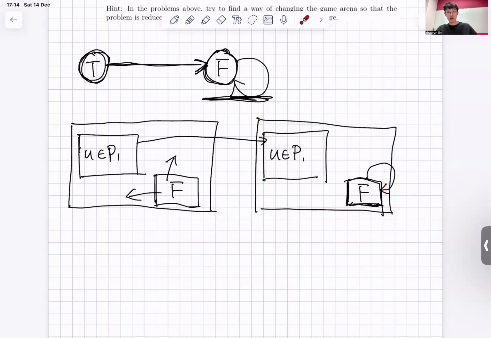So this ensures that player 1 only visits F a finite number of times. So this is problem 5.